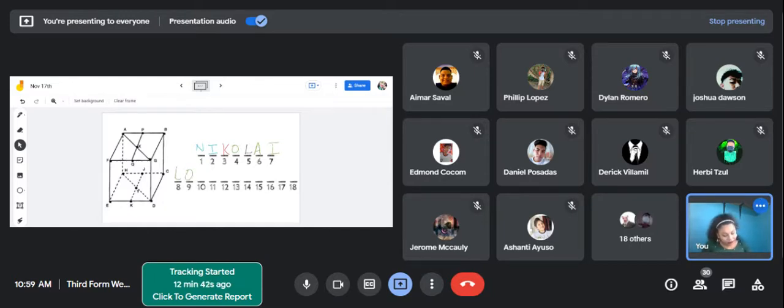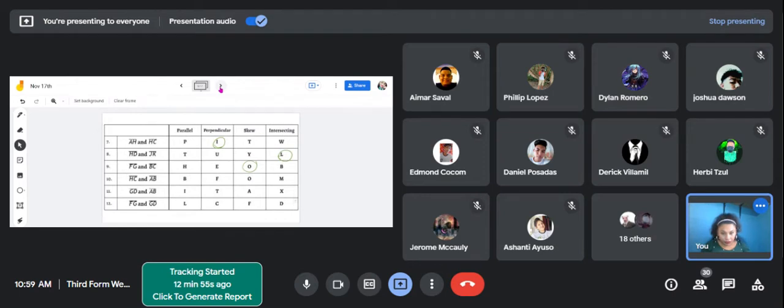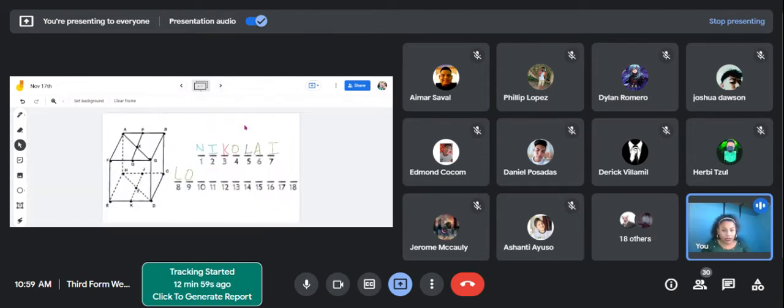The other one, HC and AB. Parallel line. Very good. And parallel line is B. So I'm gonna go ahead and write a B here.